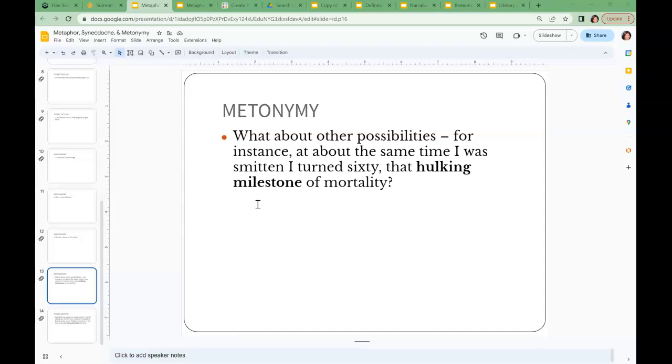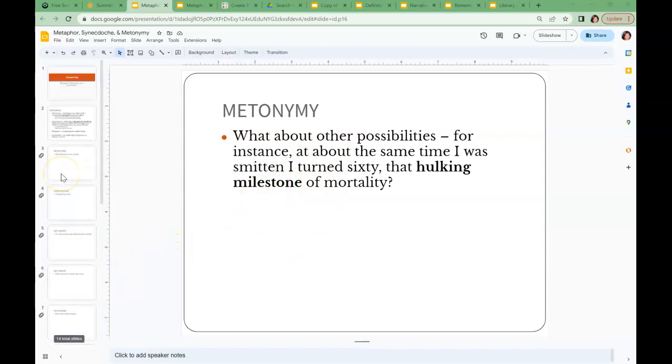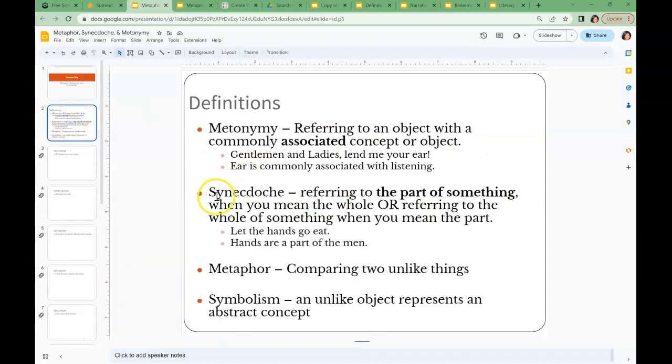And so, yeah, it's depressing, but it's relating to similar things in one moment. And let's go look at the last one. Synecdoche is definitely a lot easier to understand. So it's referring to the part of something when you mean the whole, or the opposite, referring to the whole of something when you mean the part.